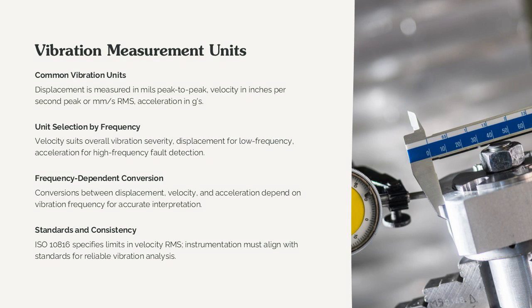Conversion between units is frequency-dependent. For example, a given acceleration level will result in different velocity or displacement values depending on vibration frequency. This highlights why overall vibration numbers must always be interpreted with frequency information in mind. Engineering standards such as ISO 10816 specify vibration limits in velocity RMS, reinforcing the importance of consistent unit usage. Engineers must ensure that instrumentation settings, filters, and measurement bandwidths align with the selected standard to avoid incorrect conclusions.